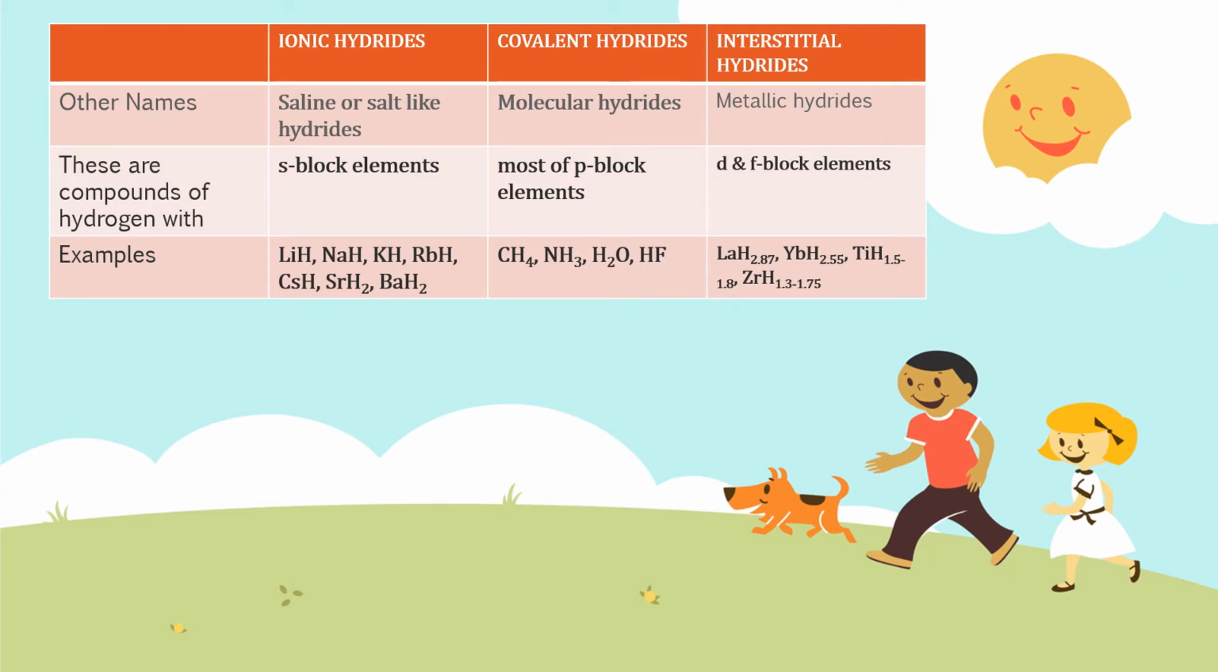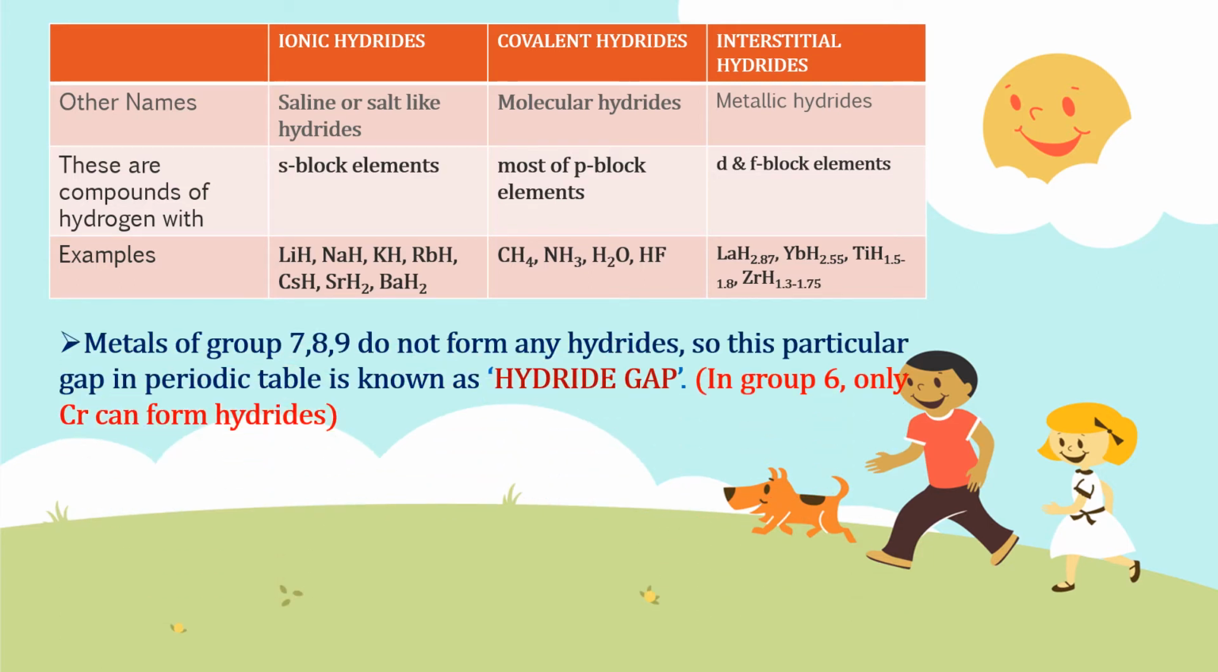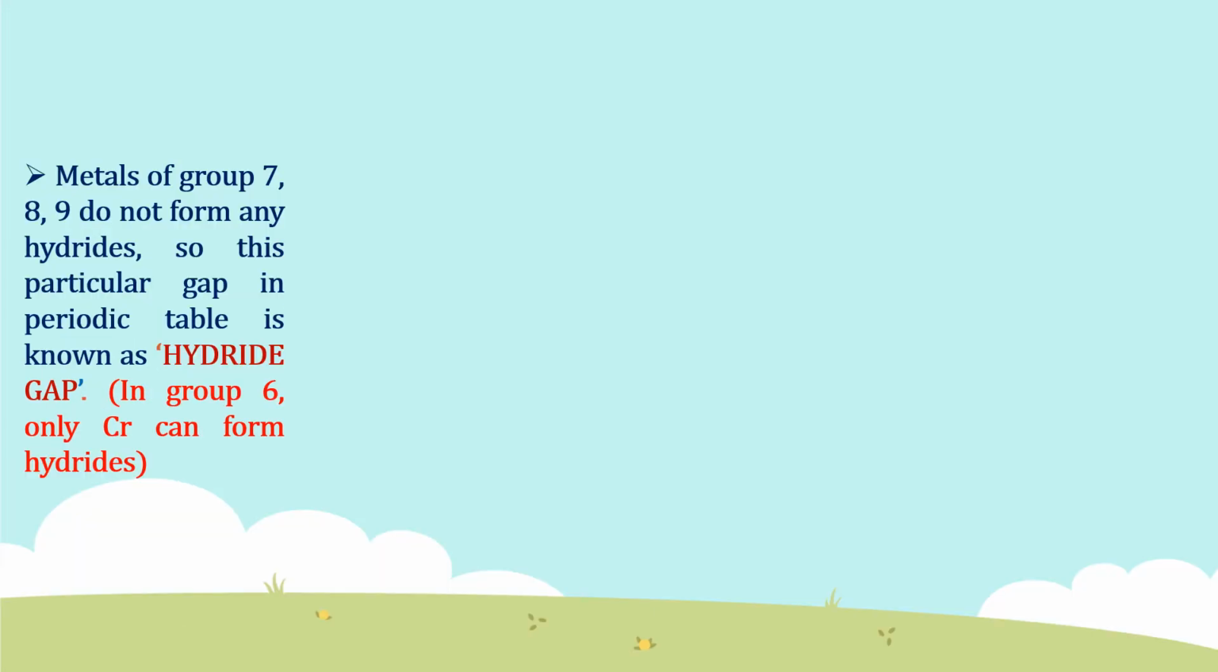One more important thing related to the hydrides that you have to remember is that the metals of group number 7, 8, and 9 do not form any hydrides. So this particular gap in the periodic table is called the hydride gap. In group number 6, only chromium can form hydrides. So I just want you to look at the periodic table for that.